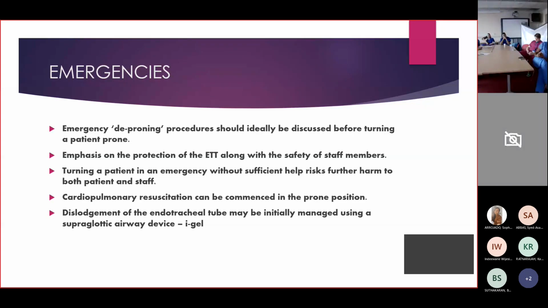So turning a patient in an emergency without sufficient help risks further harm to both the patient and the staff. In case of a cardiac arrest, cardiopulmonary resuscitation can be commenced in the prone position as well, the mid-thoracic level being the area of compression. And in case there is a dislodgement of the endotracheal tube, which is the other fear that we have, what happens if a prone position patient has a dislodgement of the endotracheal tube? It may initially be managed by using a supraglottic airway device like an iGel, which gives better control of the airway in an emergency.